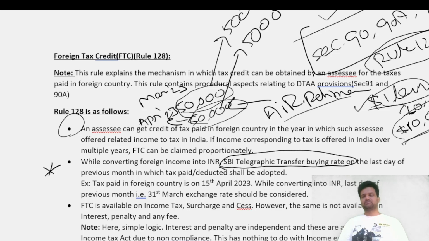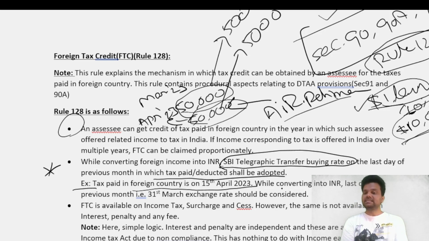Now the most important point: the rate on the last day of the previous month in which the tax is paid or deducted shall be adopted. So what does this mean? This looks a little confusing, I understand, that's why I have given you an example here. For example, tax paid in the foreign country on 15th April 2023. Which date's exchange rate will you use to convert into INR? The last day of the previous month, that is 31st March. The 31st March exchange rate is what you need to use.